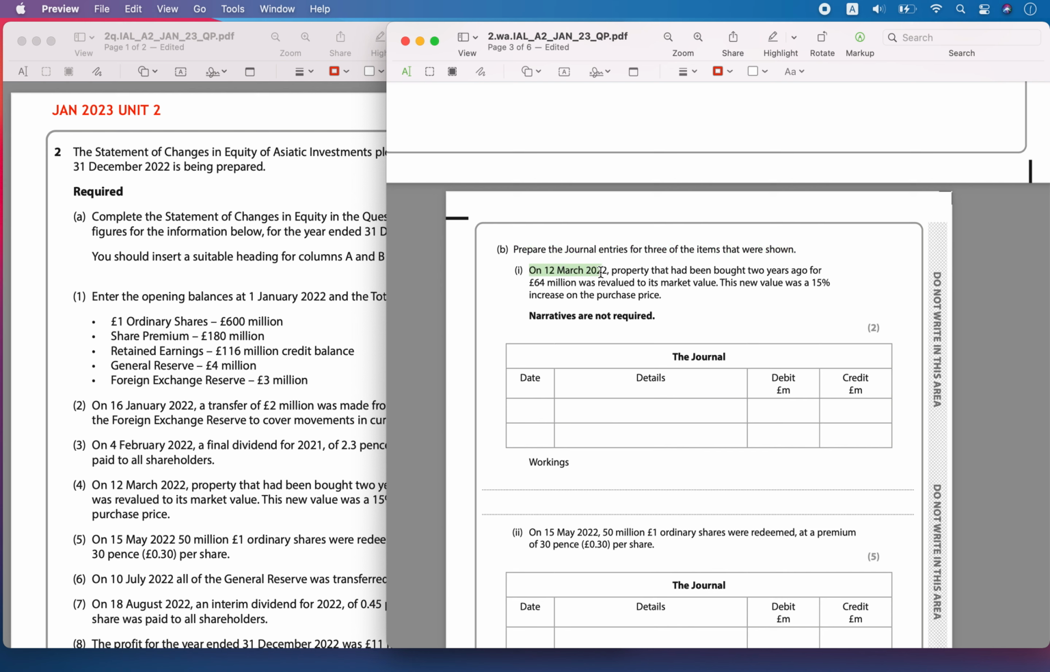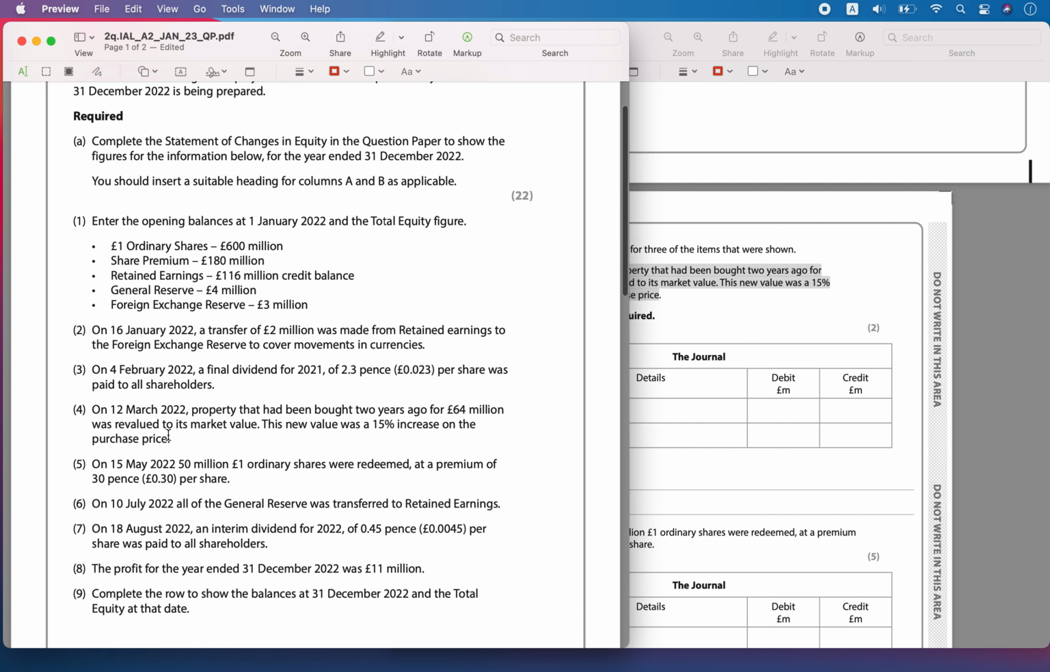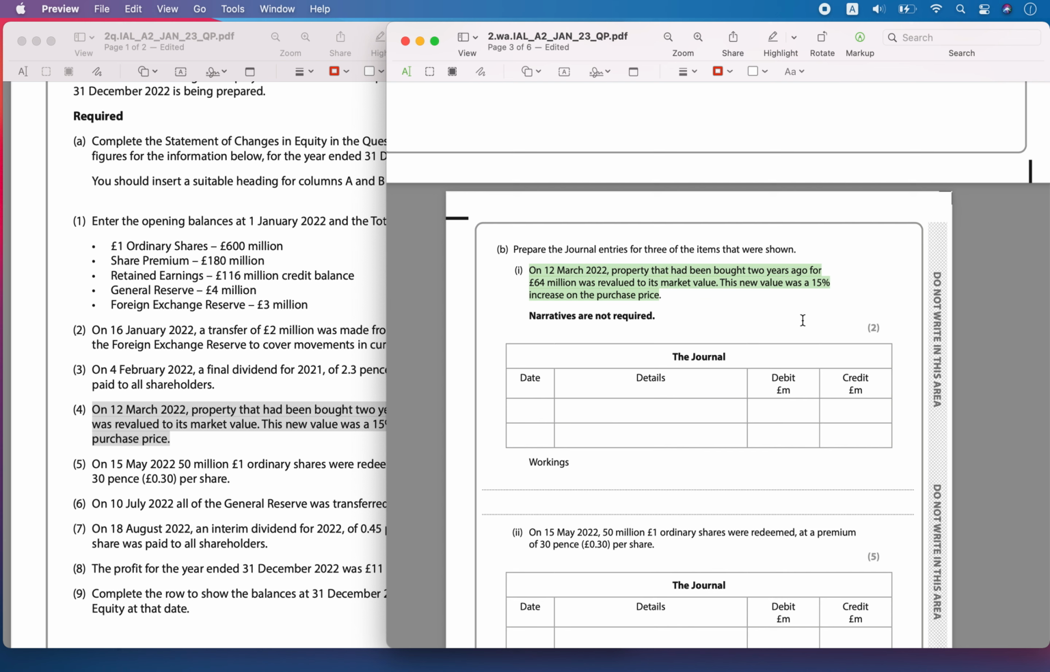Okay, the first one was on 12th March 2022, a property that had been bought 2 years ago for 64 million was revalued to its market value. The new value was a 15% increase on the purchase price. So this is the transaction they are talking about, and we have to make a journal entry.